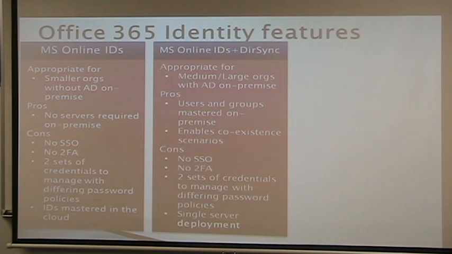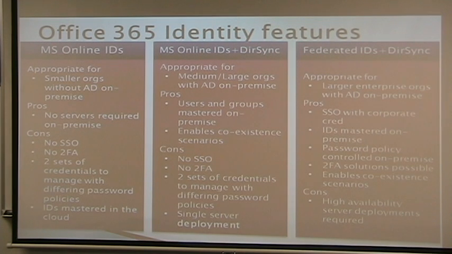like I said, it starts to integrate. SharePoint will pull from Active Directory information, so you don't have to manage 2 separate user profiles. Everything is in Active Directory, and then it replicates up to the cloud. Whereas if you've got just MS Online IDs, whatever you do in Active Directory, you're going to have to replicate that in MS Online. And it's done with a single server deployment. A server is required for directory synchronization services. We'll get more into that in a little bit.